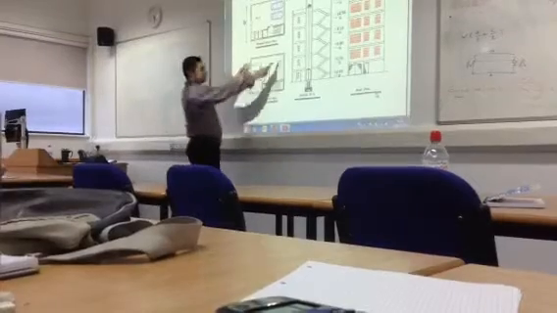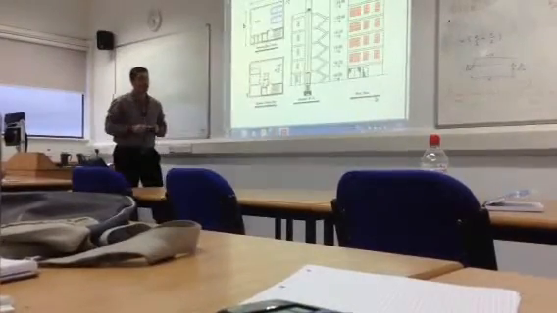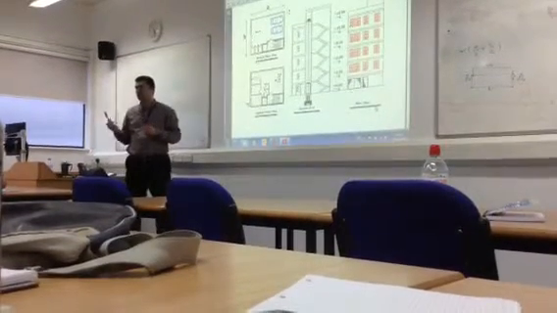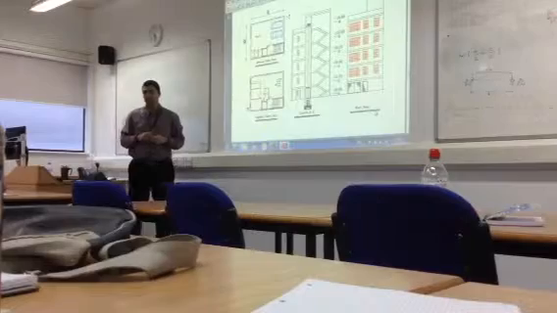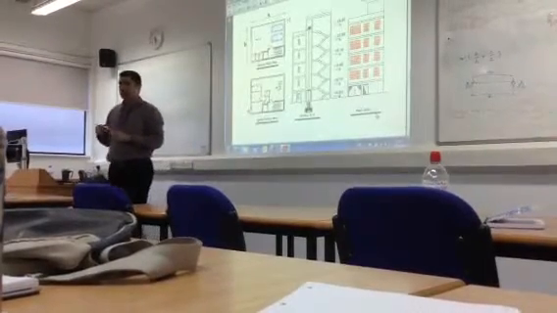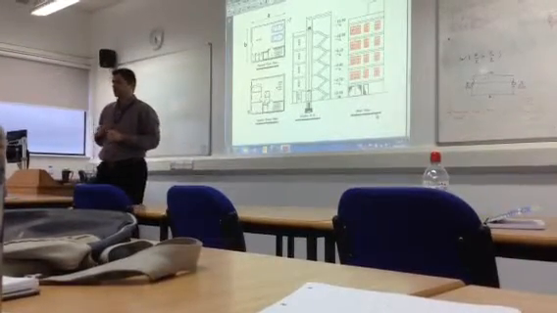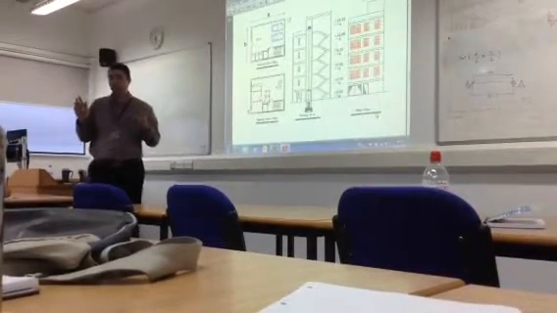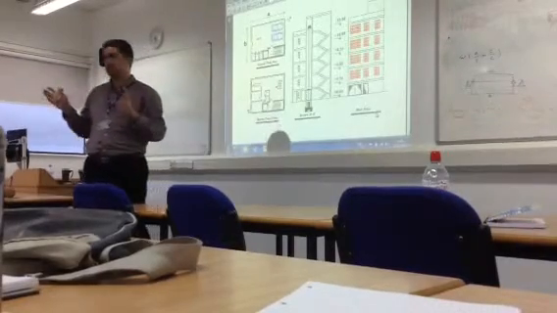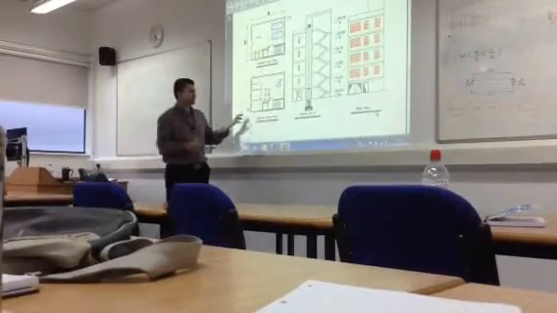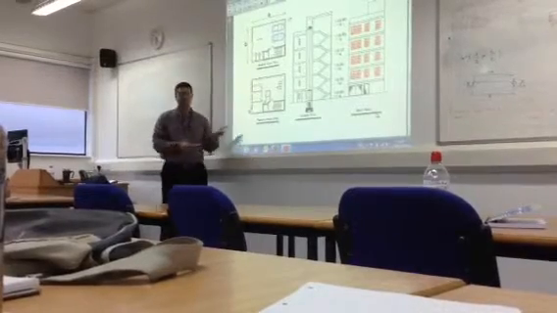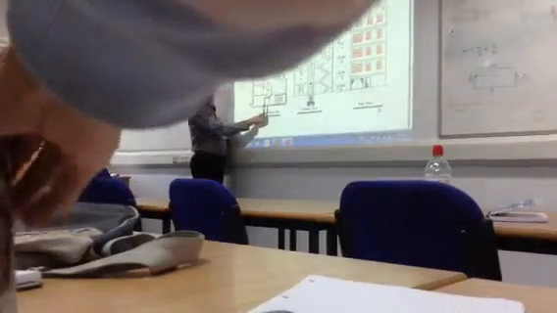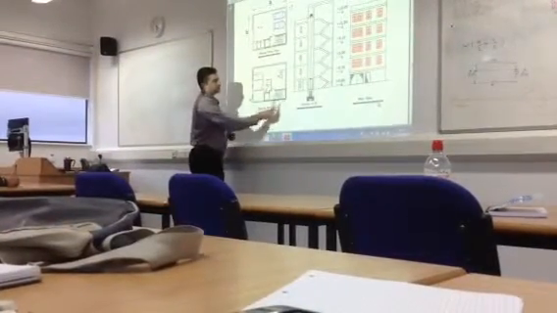If it is 10 by 10, the first step is to position the columns, okay? The reasonable distance between the columns is 5, 6, 7 meters, yes? So if it is 10 meters, then you can divide it by 5. So I put one column here, one column here, one column here.